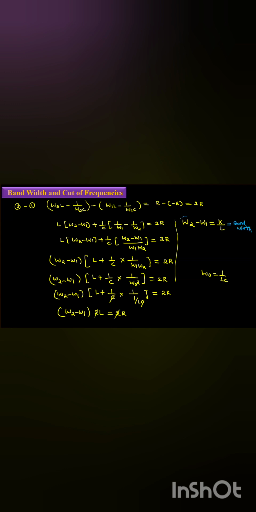This is one formula for bandwidth in terms of angular cutoff frequencies: bandwidth equals omega 2 minus omega 1, which is equal to R by L. We can also write bandwidth equals, what is omega 2? 2 pi f2. What is omega 1? 2 pi f1. So 2 pi f2 minus 2 pi f1 is equal to R by L. Then from this, what can you write, friends? Bandwidth equals f2 minus f1; take 2 pi common and bring it to this side: R by 2 pi L. This is one more form.